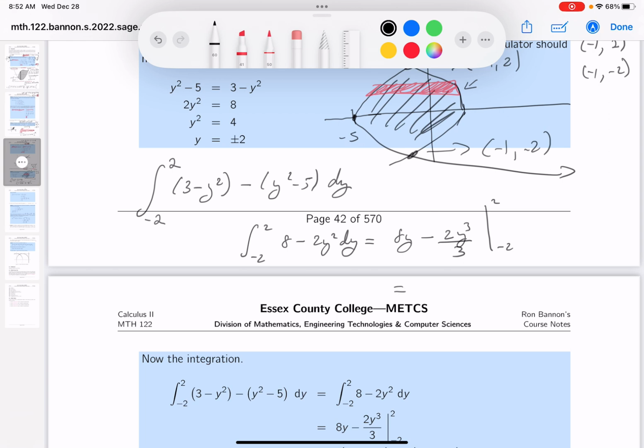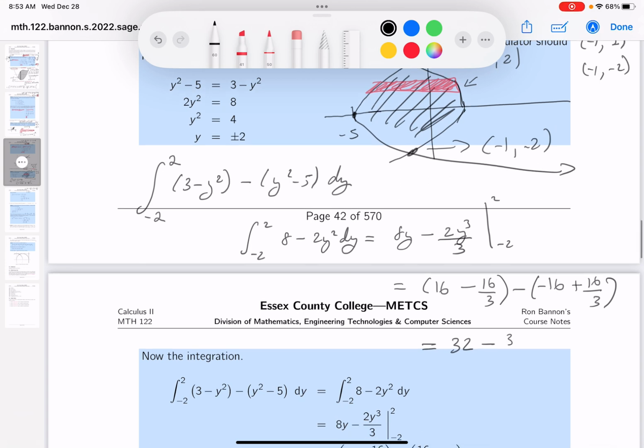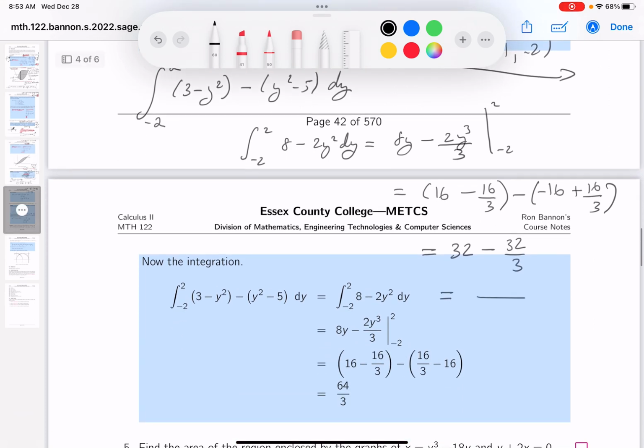What do we get? We're going to get 16 minus, we're doing 2 now, that's going to be 16 thirds, minus, well, it's going to be minus 16 plus 16 thirds. What do you get over there? 16 minus a minus 16 is going to be 32. And then you're going to get minus 16 thirds, which is minus 32 thirds. And what are you going to get there? Certainly thirds. And you're going to get 64 thirds.